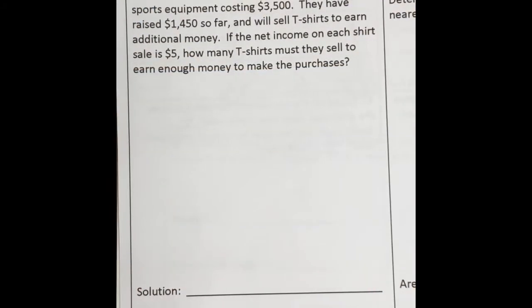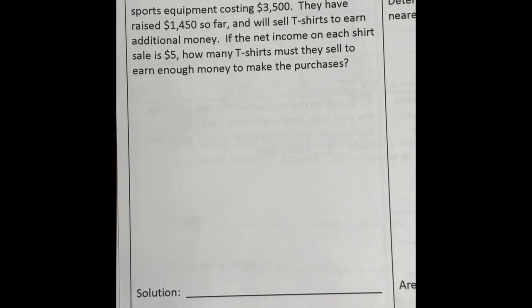Okay, another way that you will see these problems is in word form, and you have to pull out the equation that comes from the words. Okay, so this one says, the Athletic Booster Club plans to purchase sports equipment costing $3,500. They have raised $1,450 so far and will sell t-shirts to earn additional money. If the net income on each shirt sale is $5, how many shirts must they sell to earn enough money to make the purchases?